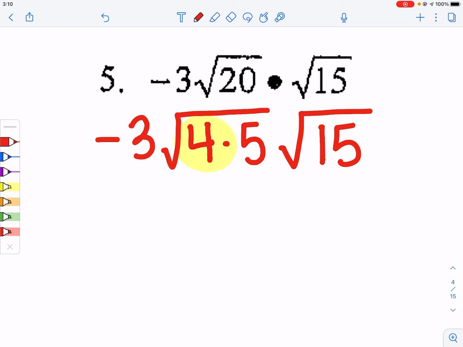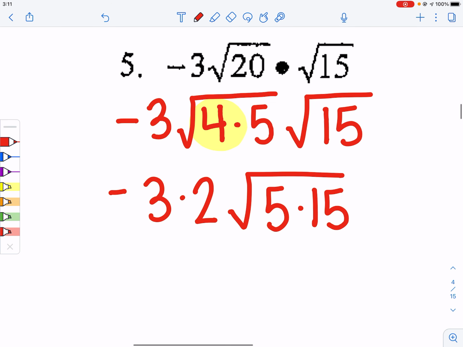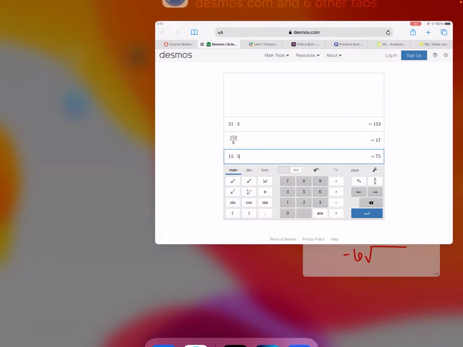I'm going to fix that, so I have -3 times 2, and then I'm going to go ahead and multiply these two together because they're both in square root, so I'm going to do 5 times 15 because both of them are still in that radical there. So I'm going to multiply those. I know that -3 times 2 is -6. And 15 times 5 gives me 75.